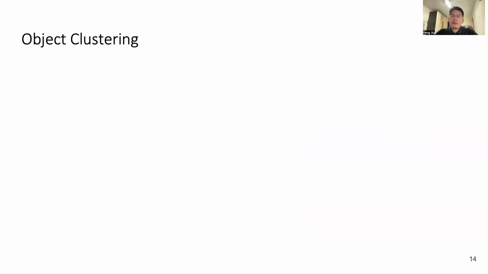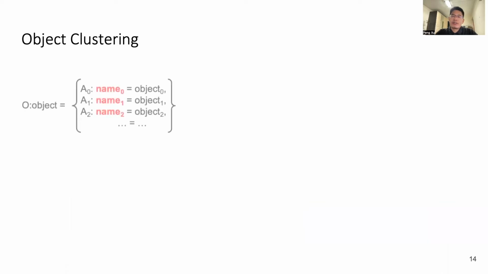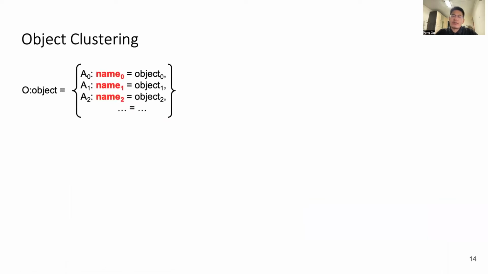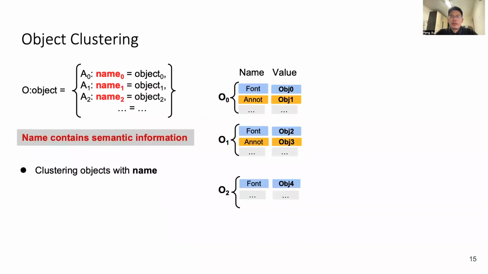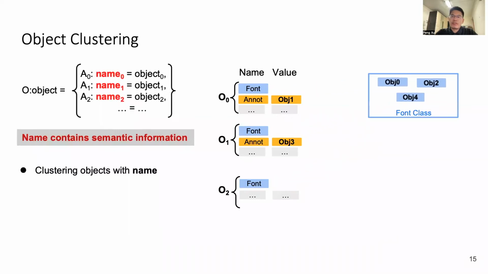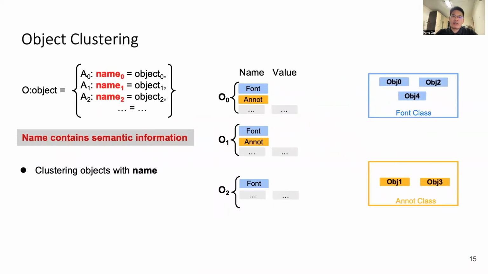The first part of our solution is object clustering. An object usually consists of some attributes. Each attribute is a pair of name and object. Through our observation, the name of an object usually carries some semantic information. So in the first step, we classify the objects by their names. We just put objects with different names into different categories.